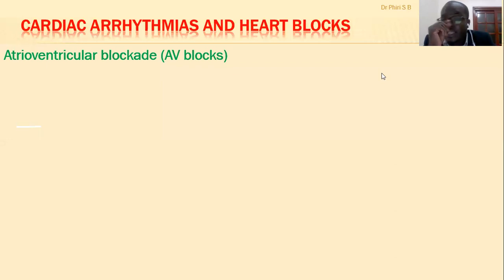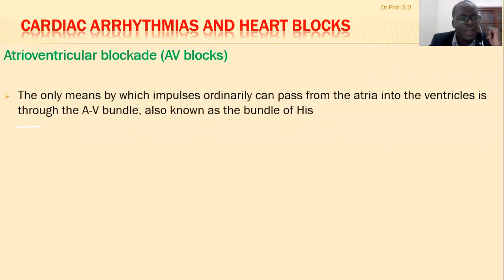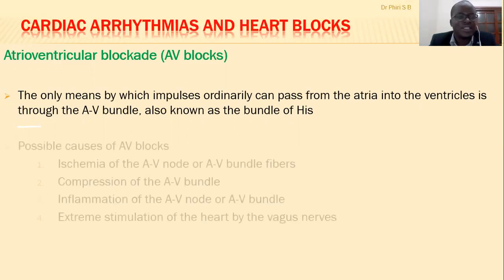So these SA nodal blocks are not very important because you won't really appreciate clinical signs. The most important heart blocks are the atrioventricular heart blocks, also called AV blocks. Here you need to pay attention because these will bring about clinical signs. So let's start. The only means by which impulses ordinarily can pass from the atria into the ventricles is through the AV node, to say it has to go through the bundle of His. So this is just a normal pathway.